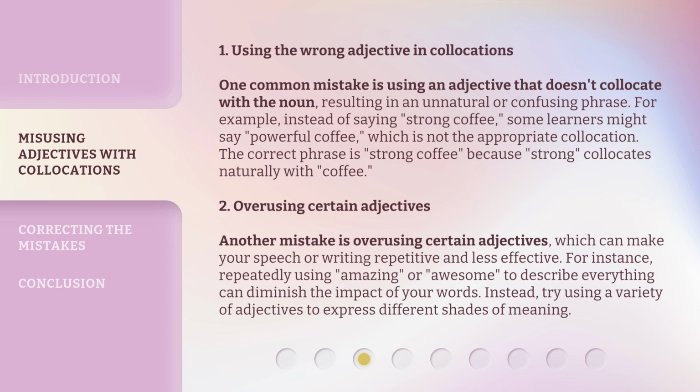2. Overusing certain adjectives. Another mistake is overusing certain adjectives, which can make your speech or writing repetitive and less effective. For instance, repeatedly using amazing or awesome to describe everything can diminish the impact of your words. Instead, try using a variety of adjectives to express different shades of meaning.